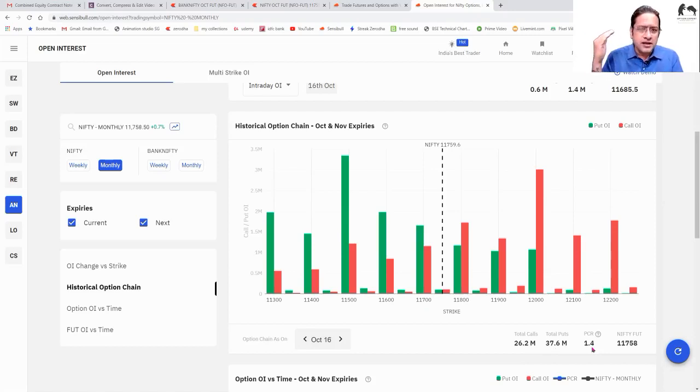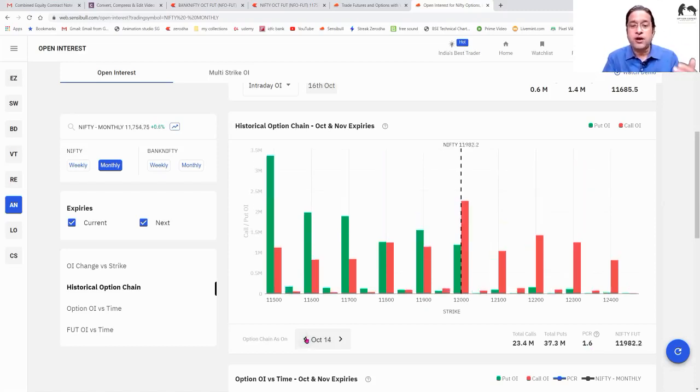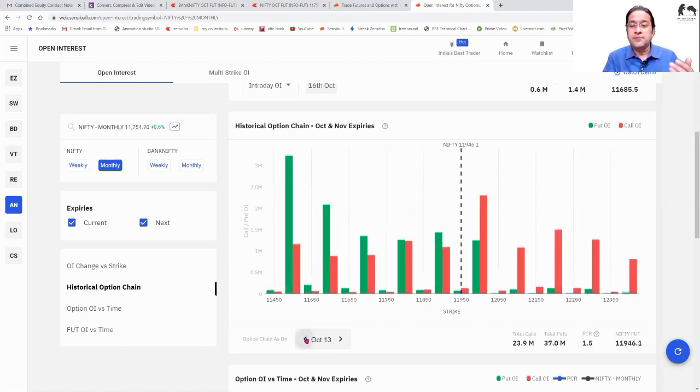Typically, when the markets are tumbling, falling, how does it look? As you could see, yesterday there was a major fall in the market. This is how exactly it looked. I'm just going back to about October 12th, a few dates back, and seeing how exactly the markets were building up. As you could see, definitely there were more puts than calls.